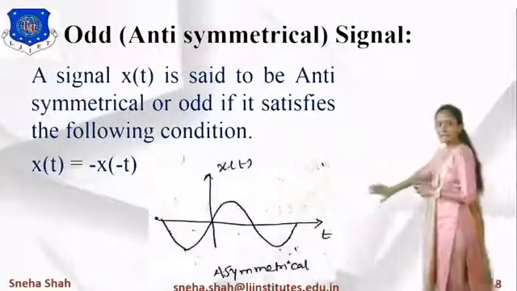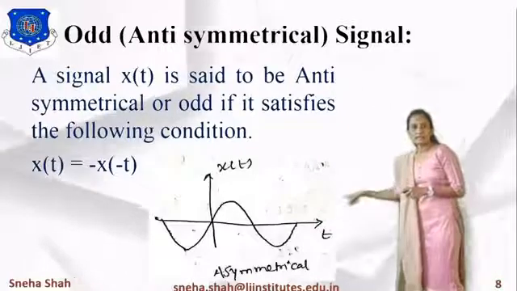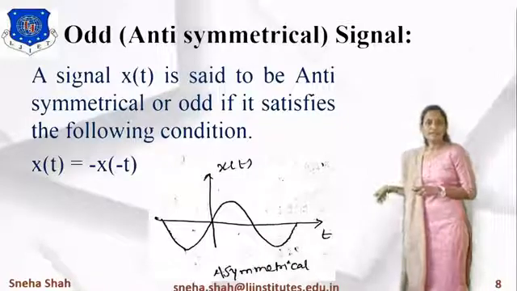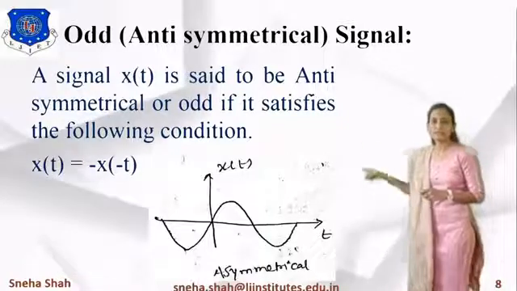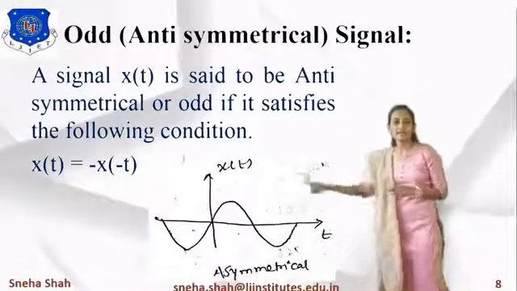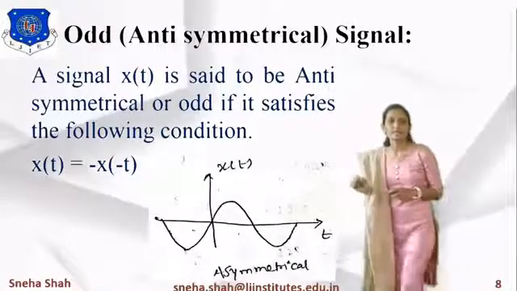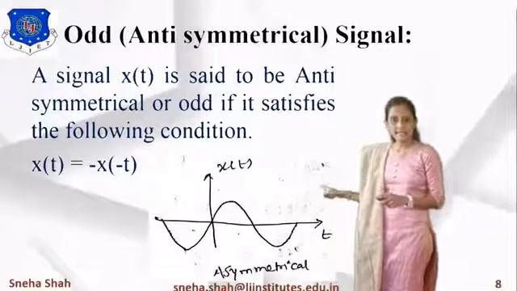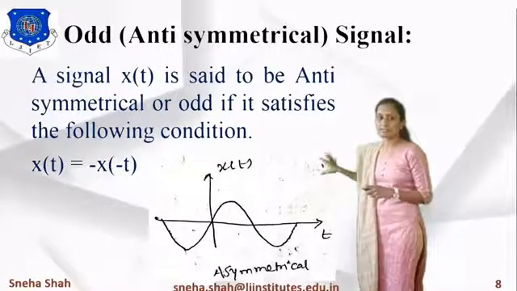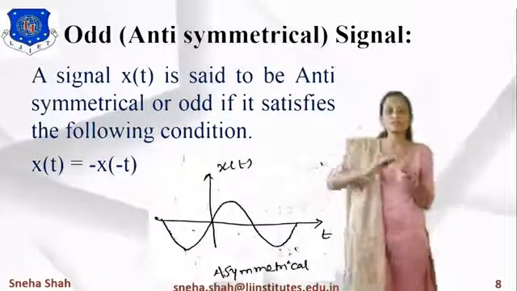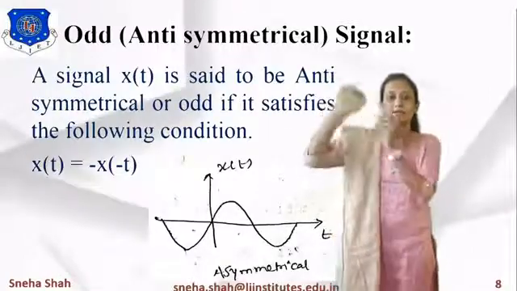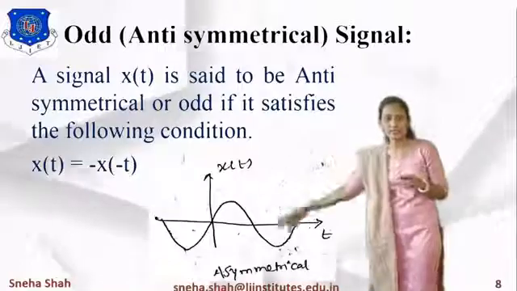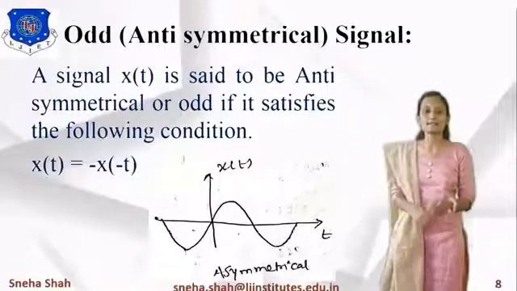So from this diagram you can see that in the positive part, the signal will be in the positive form, and for the negative cycle it will be in the decreasing form. So from this diagram you can see that this signal is anti-symmetrical or odd signal, because in the positive part it will be plus, and for negative it will be minus, so it will be in the negative or decreasing form.